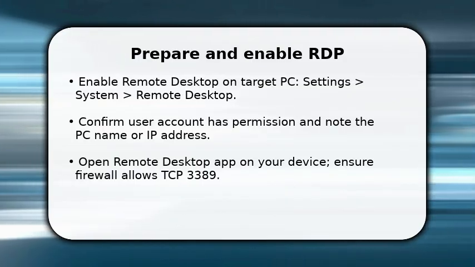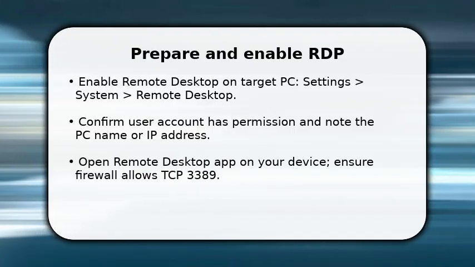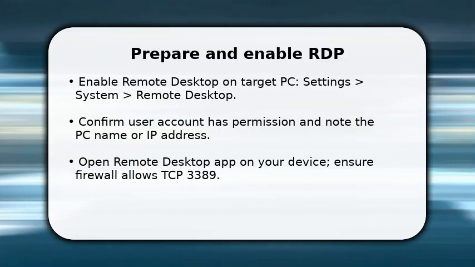Make sure the Windows Firewall or Network Firewall allows TCP port 3389 and have the Remote Desktop app ready on your client device so you can initiate the session immediately.